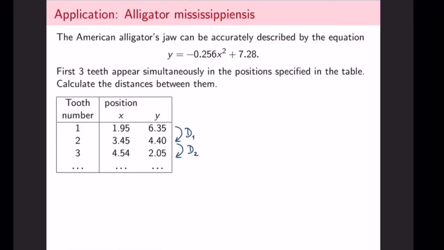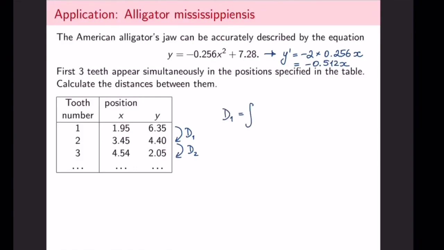And this is something that we can do with the help of the integrals. So to set up distances between the two teeth, knowing that this is what our function is, again, remember the arc length formula involves the derivative of it. Let's first of all take a derivative of it. So my y prime here is going to be minus 2 times 0.256x, and then the constant, of course, goes away. So this number here is minus 0.512x. Excellent.